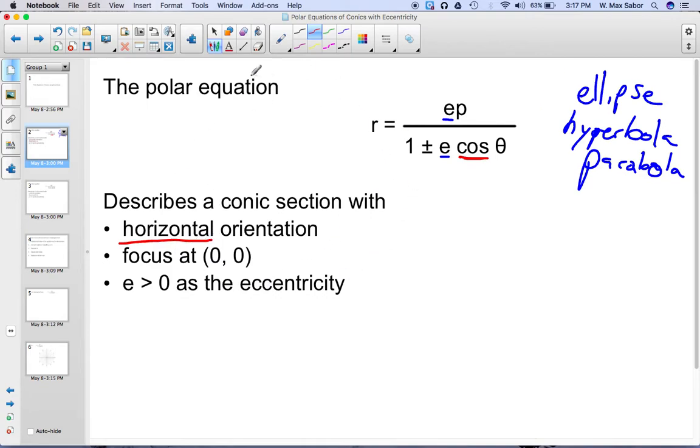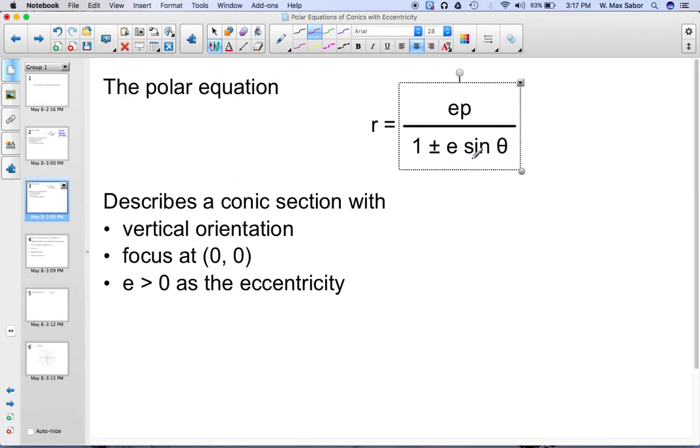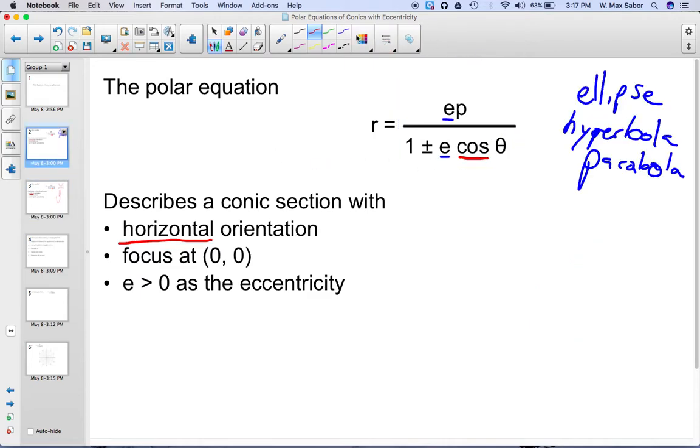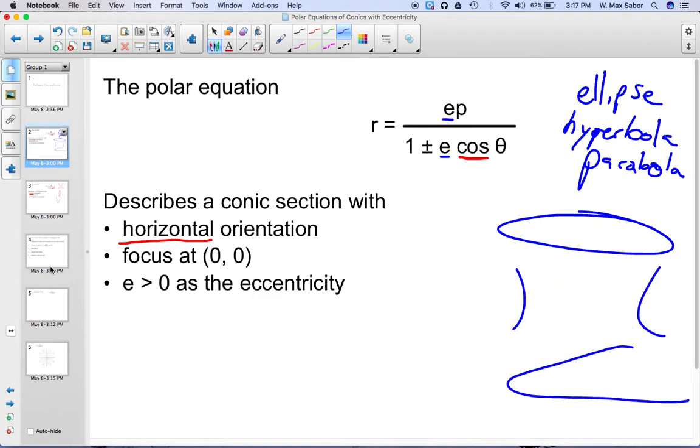Everything on this slide stays the same as the previous slide except for sine and a vertical orientation. So this could look like a hyperbola like that, it could look like an ellipse like this, or a parabola like that. Whereas these would be horizontal, like that, or like that.